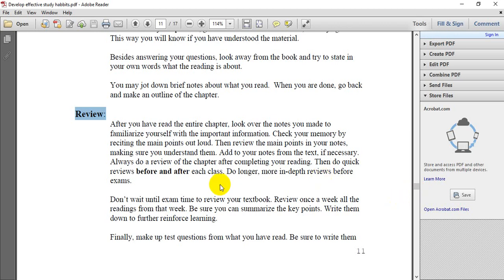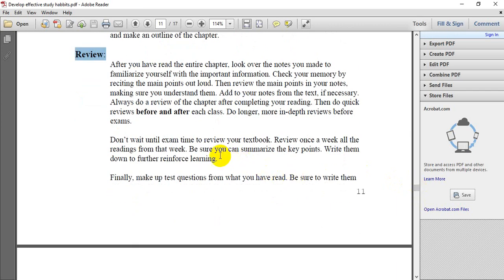After you have read the entire chapter, look over the notes you made to familiarize yourself with the important information. Check your memory by reciting the main points out loud. Don't wait until exam time to review your textbook. Review once a week all the readings from that week. Be sure you can summarize the key points, and write them down to further reinforce learning.